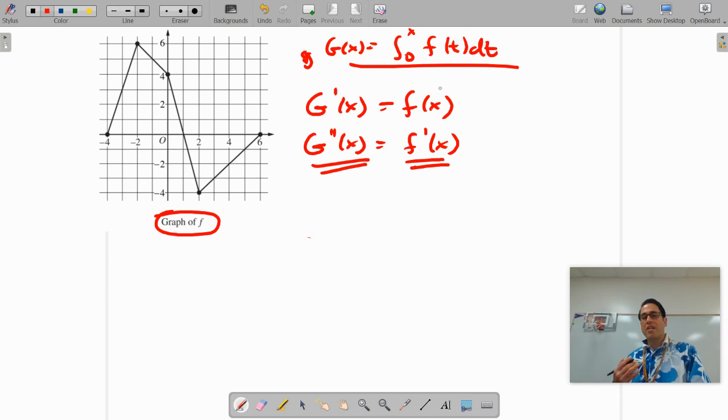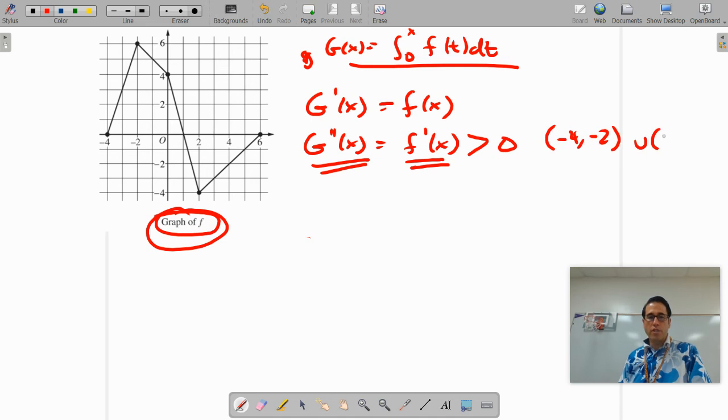But since it's concave up when the second derivative is positive, it would be when the first derivative of f would be positive, which would be whenever this graph is increasing. And this graph would be increasing simply from -4 to -2, union 2 to 6. Boom, donezo, let's go. And you could say the second derivative is greater than 0. What's even better than that? Remember, what the AP likes is just saying that the slope of f is positive, it's increasing. So that's how we know it would be concave up.